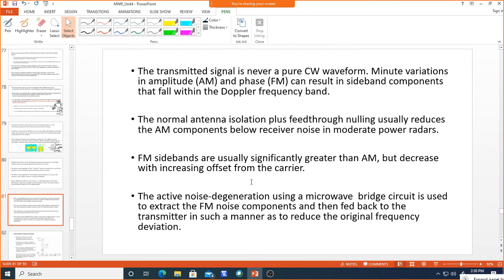Now, by using this circuit, active noise degeneration using a microwave bridge circuit, we extract the FM noise components, and then feed them back to the transmitter and compare with the transmitted frequency to reduce whatever frequency deviation is happening. That deviation will be reduced by using this active noise degeneration in the microwave bridge circuit. So using this circuit we can reduce the FM noise component.